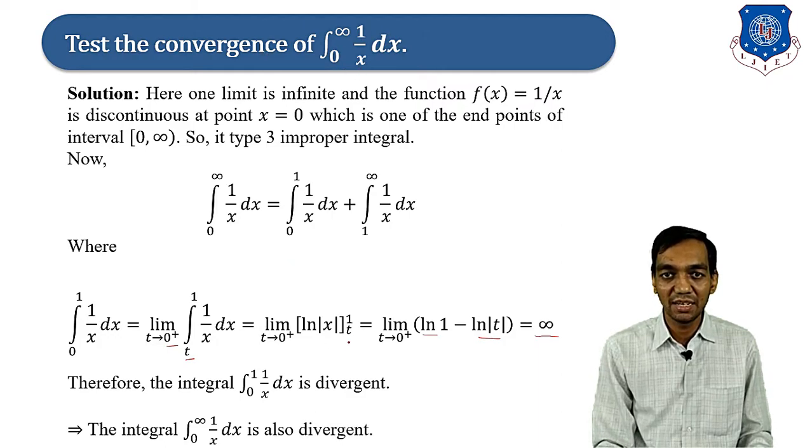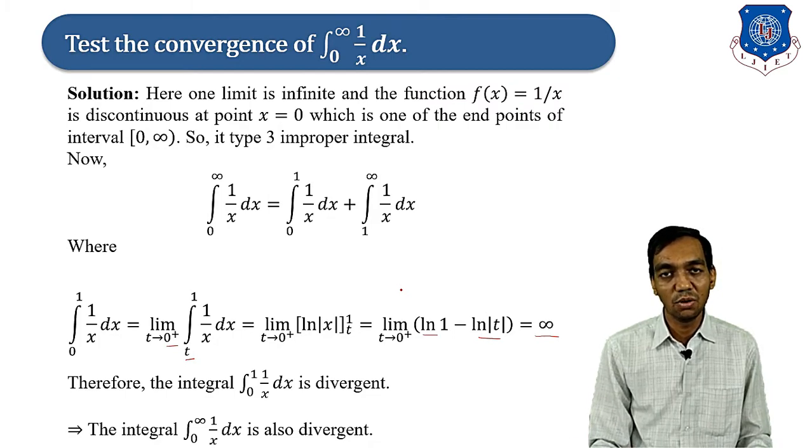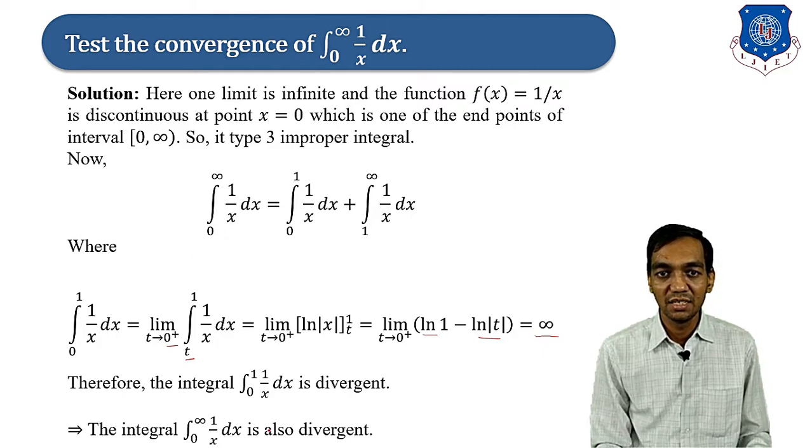No need to find the second integral. It may be convergent or it may be divergent, but if one of them is divergent, that means the total of both of them is going to be divergent. That's why the integration 0 to infinity, 1 upon x dx is also divergent.